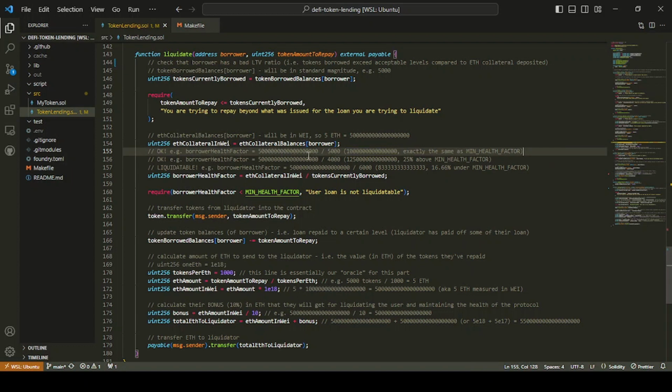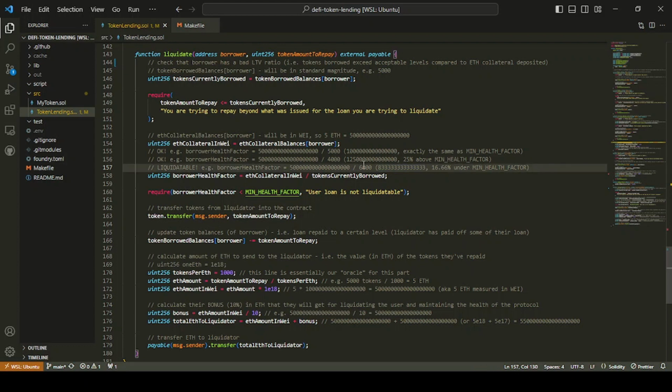The next one is if they have 5 ETH and they have 4,000 tokens borrowed, they have a 1.25 health factor. So nice and healthy, 25 above the min health factor. Then this one is liquidatable. If someone has deposited 5 Ether and they have borrowed 6,000 tokens, then that division equals 0.8333 all the way down, which is 16.66 under the min health factor.